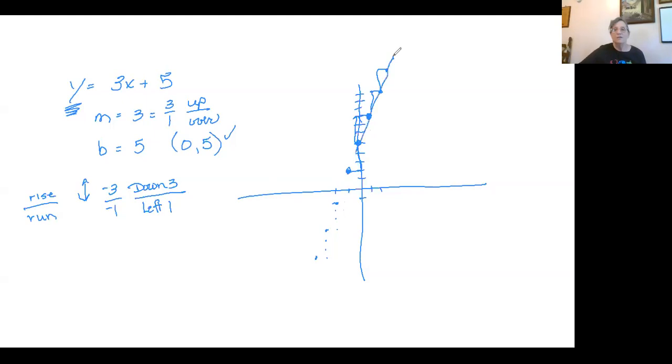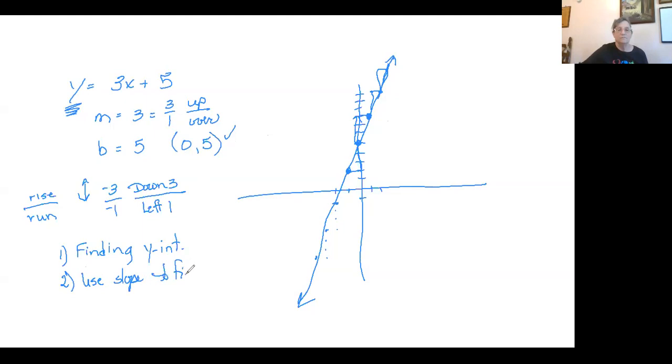So we can graph this, and you only have to have 2 points to graph it. We can graph this by finding the y-intercept. That's 1 point. And then use the slope to find a second point. Two points will make a line.